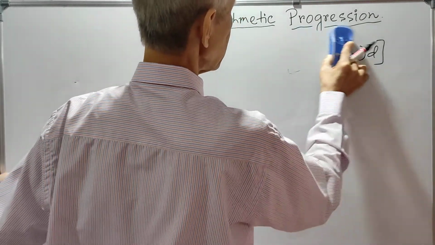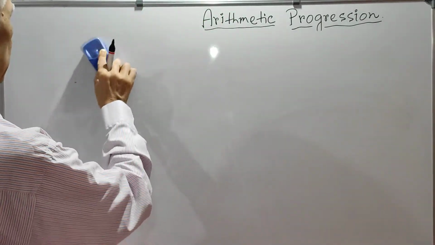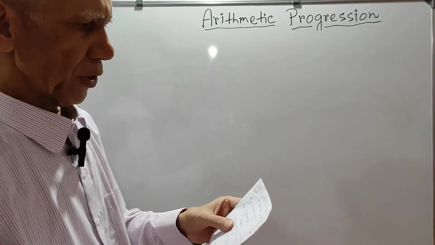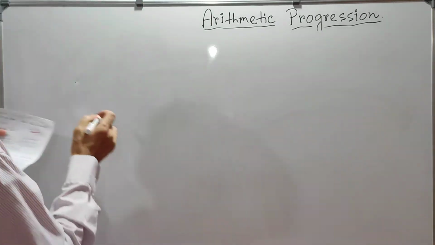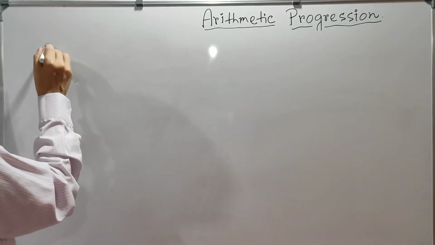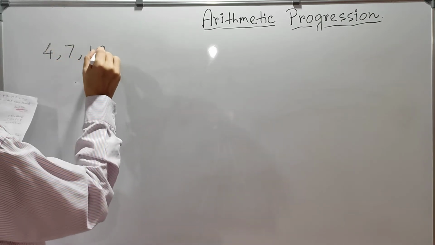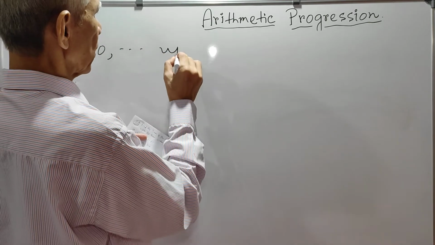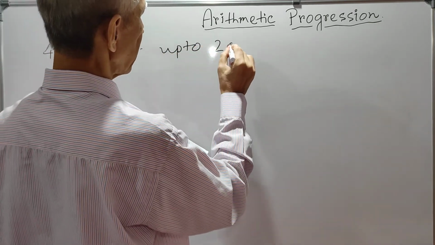So without using the sum formula, let us find out the sum of the terms. Okay. So find the sum of the AP, this 4, 7, 10, etcetera, up to 20 terms.